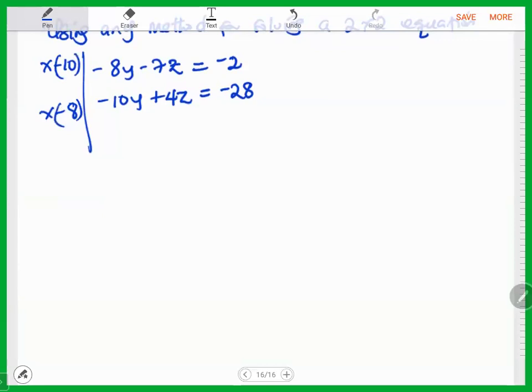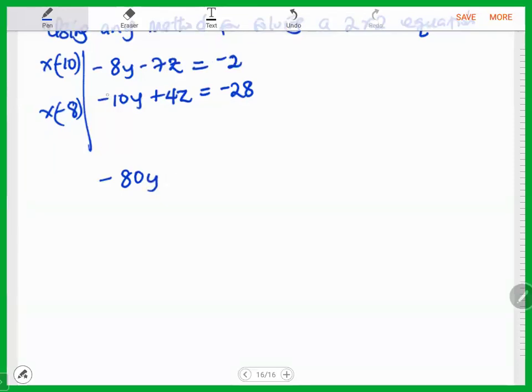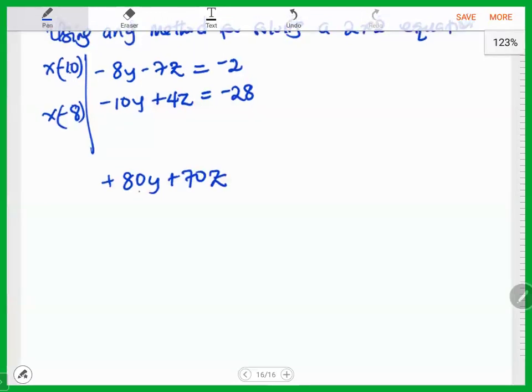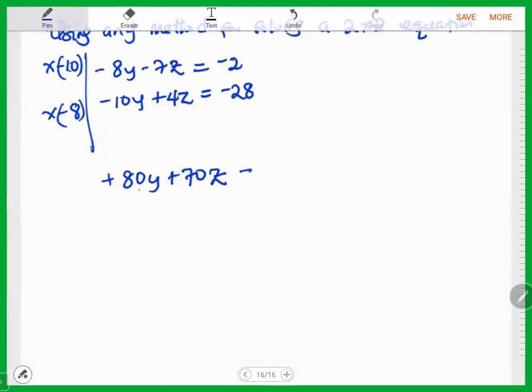So with this, it will give us minus 8y, 10 times this is the plus, because this is minus. Minus 10 times 8, minus 8 plus 80. Then plus 70, which is equal to 20.